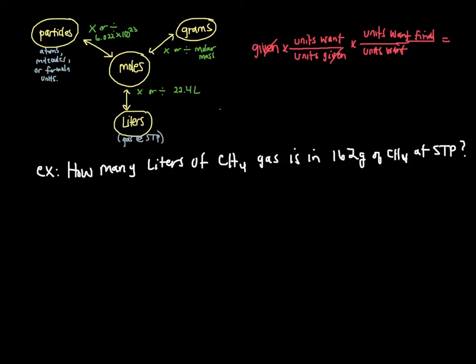Let's do another example. The question says, how many liters of CH4 gas is in 162 grams of CH4 at STP? So identify your given. Your given is that you have 162 grams of CH4. And what you were asked to find, what you're wanting to get, are a number of liters. So we want to go from a mass in grams to liters, or a volume. So we are going to make two conversions, going from grams to moles and then moles to liters.